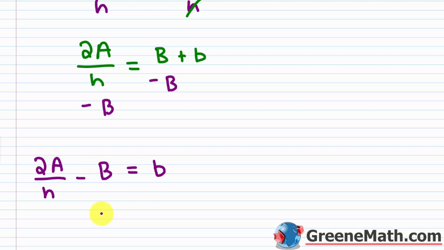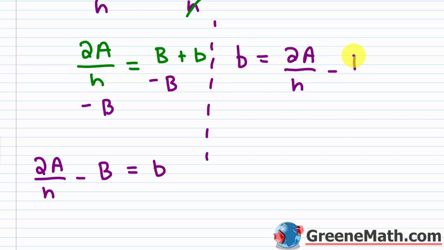And if you like the variable on the left, like I do, you can rewrite this. You can say lowercase b is equal to 2a over h, and then minus uppercase b.